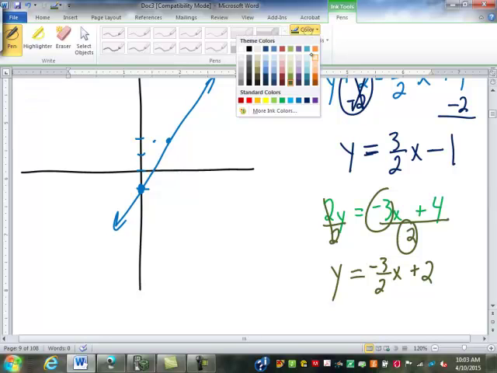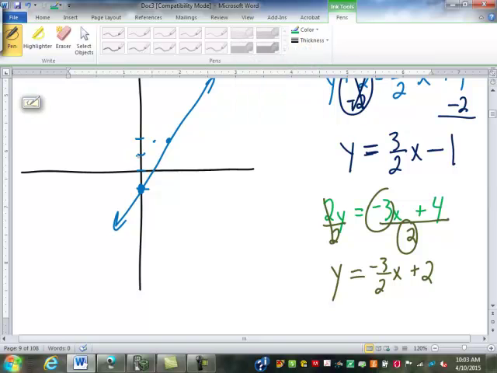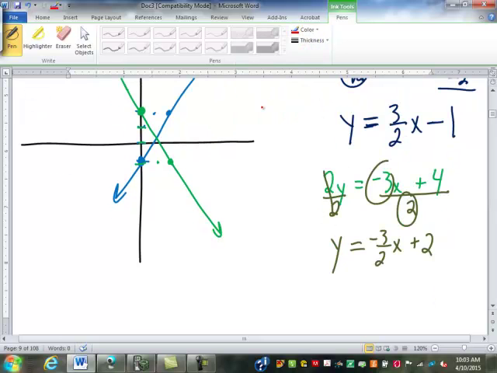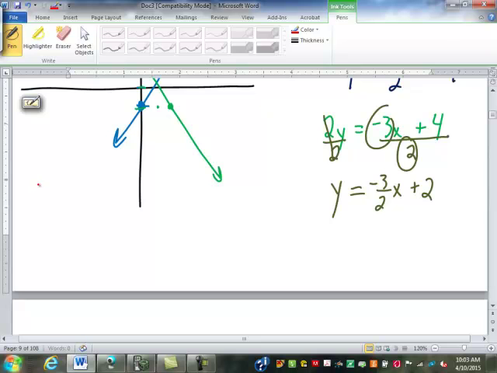So we are going to start where on our graph? Positive 2. And from there we're going to go down 3 over 2. We might have something like this.